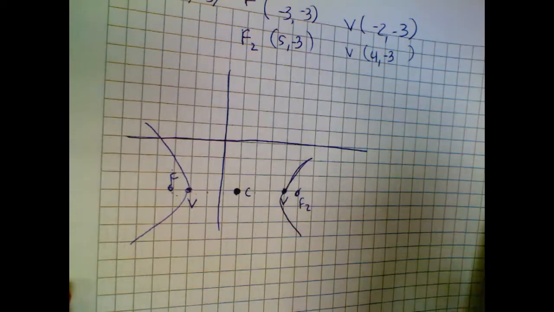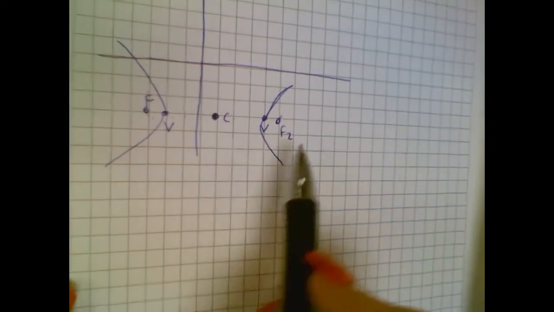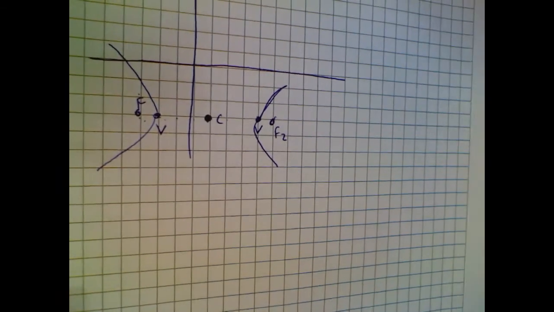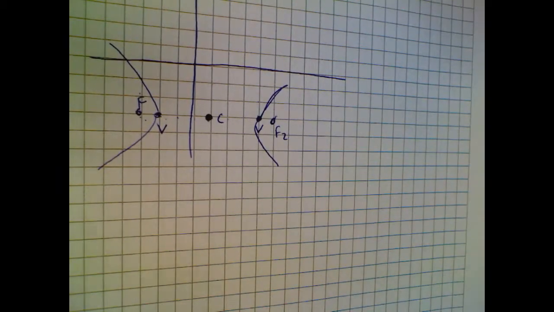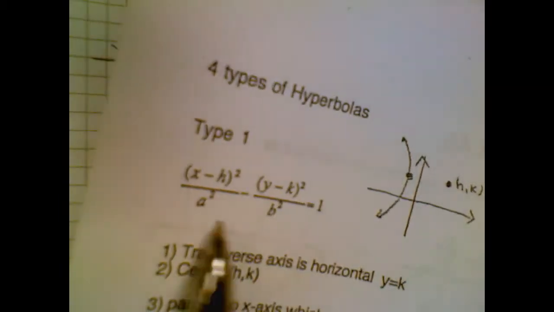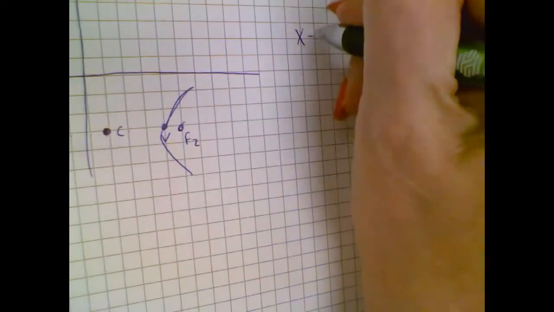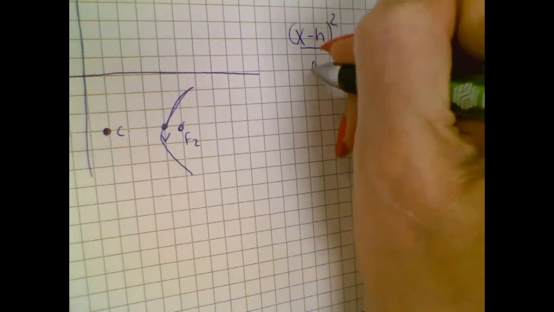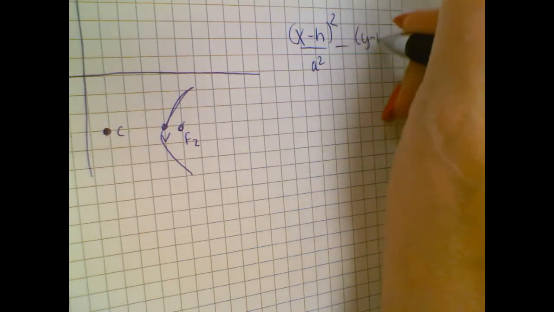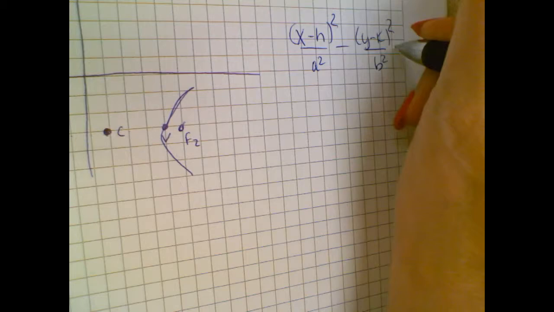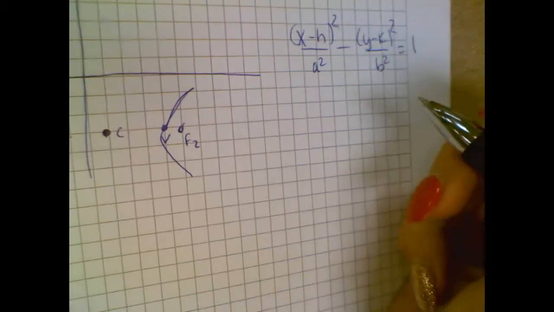How did you determine this? So which type is this, type 1 or type 2? You're right if you're saying type 1. So type 1 looks like this. Go to your notes. This is type 1 where the a squared is under x. So you're going to write x minus h squared over a squared minus y minus k squared over b squared equals 1. And you're going to fill in what you know.